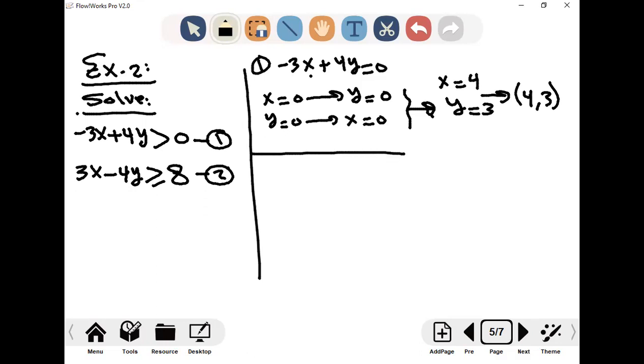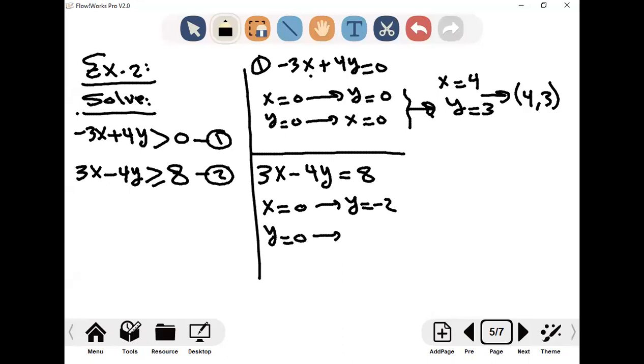3x minus 4y equal 8. But if x equals 0, y will be negative 2, right? But if y equals 0, 3x equal 8. x will be 8 over 3. 8 over 3 means 2 point something. Yeah, 2.3, I think. Repeated. Do you understand?